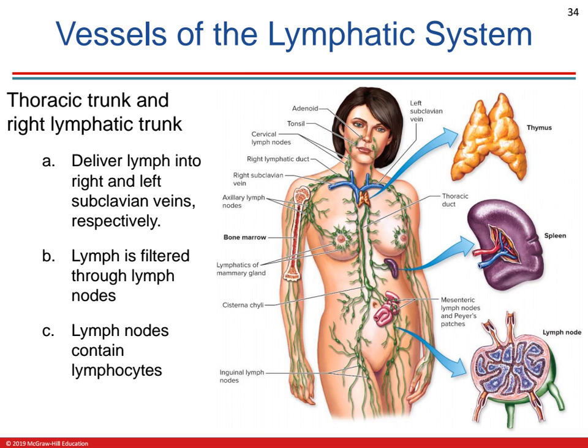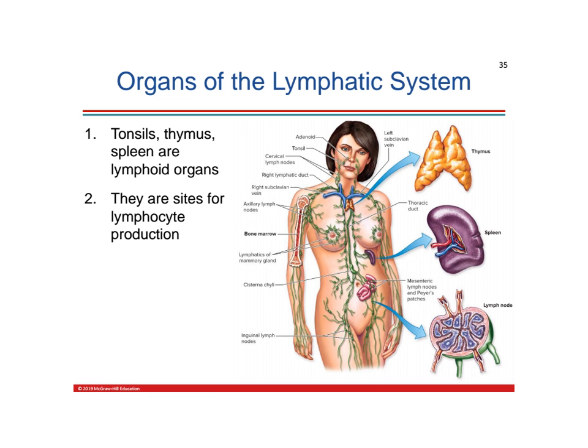Note also that these lymph nodes are involved in immune function. They have phagocytic cells that will remove pathogens, and so they serve as a nice filter. I just want to quickly mention that in addition to the lymph nodes, you also have tonsils, thymus, and spleen. These are also lymphoid organs. They're also sites of lymphocyte production.